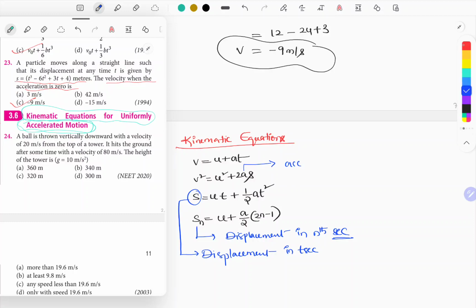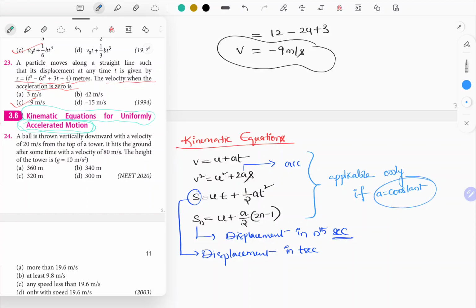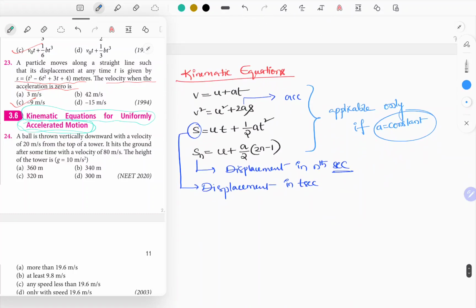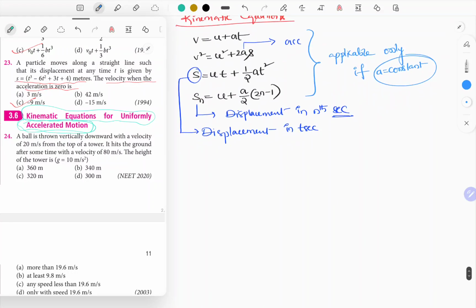And I have to mention this point that these four equations are applicable only if acceleration is constant. Then only these equations are applicable. Otherwise, these four equations are not at all applicable. So one more thing, I would like to give one shortcut for the numericals based on motion under gravity. This concept includes motion under gravity numericals also.